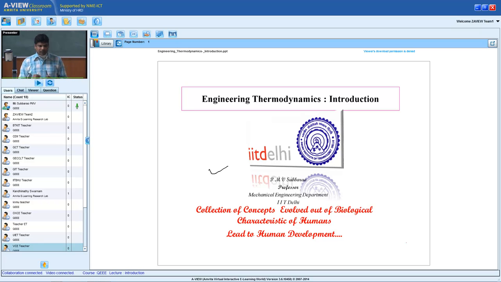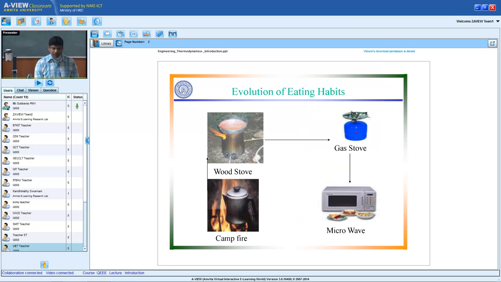appropriately formulated. So in this introduction, I want to touch upon why this science is a collection of a few concepts and ideas, and all these ideas were developed because of a biological characteristic of a human. And the day he realized this, the development became very fast and very good. So let us spend this time today on this, and all the students should get convinced that thermodynamics is one such course which is directly related with human development.